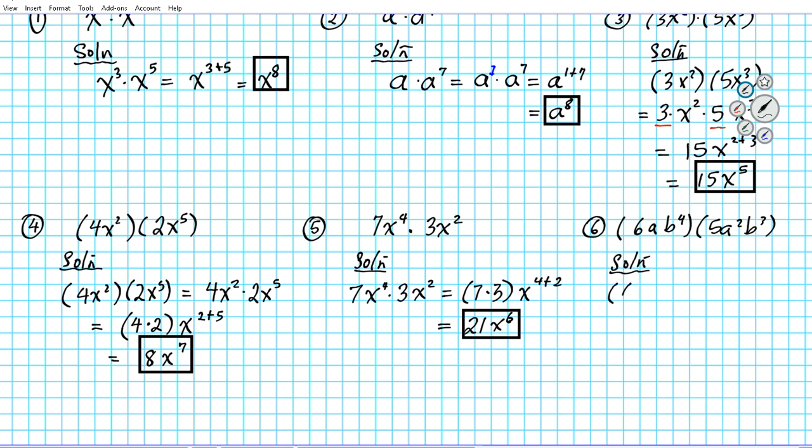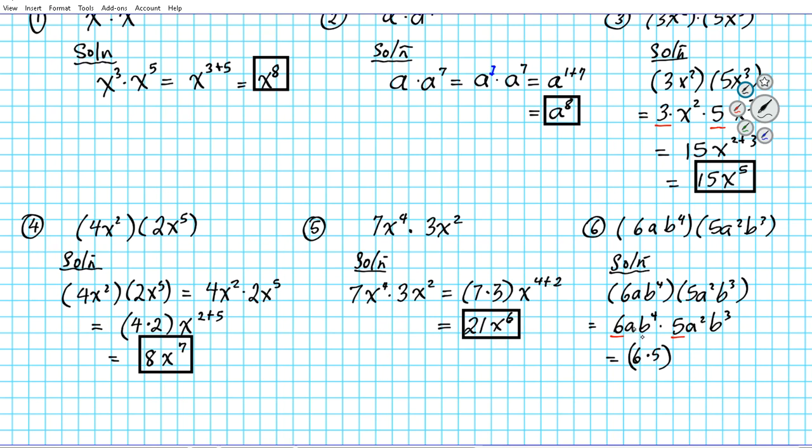All right, so we have 6ab to the 4th, that quantity, times 5a squared b to the 3rd. Since we are multiplying two monomials, we can just drop the parentheses, right? So it's going to become 6ab to the 4th times 5a squared b to the 3rd. Okay, so we're going to multiply the coefficients first. So 6 and 5 are the coefficients of the two monomials, the constant terms. 6 times 5, let's write it down, 6 multiplied by 5. And then for the a's, we're going to use the product property of exponents, likewise the b's.